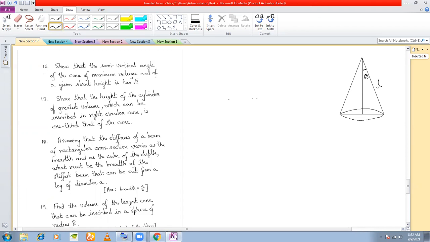Fine. Now we can start this by saying that let h be the height and r be the radius of the cone. That means you assume this to be h and the radius to be r. So let h be the height and r be the base radius of the cone.